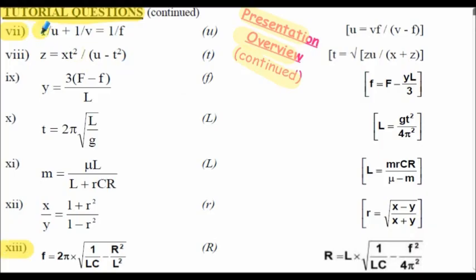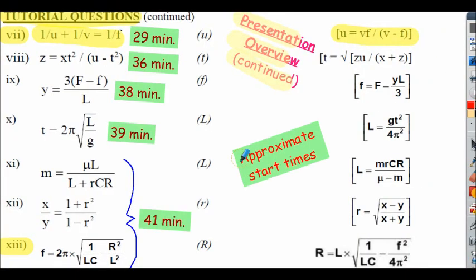Again, we're given the formula and we have to rearrange for the symbol shown in the bracket. Again, answers shown on the right hand side. And here are the approximate start times for questions 7 through to 13. Again, please note all times are rounded to the nearest minute.